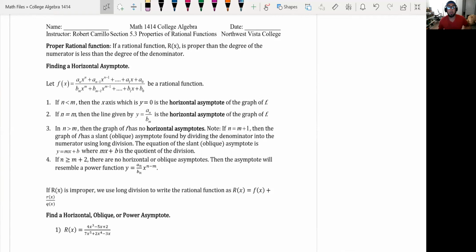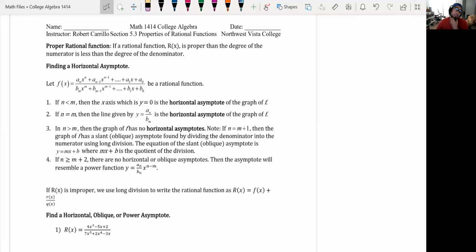Okay. So first definition is, what is a proper rational function? If a rational function, r of x, is proper, then the degree of the numerator is less than, or smaller than, the degree of the denominator. So that's what it means to be a proper rational function. Being a proper rational function is the same thing as being a proper fraction. The numerator always has to be smaller than the denominator. But this time it's in terms of exponents, degrees, or powers. Okay, so that's what it means to be proper.